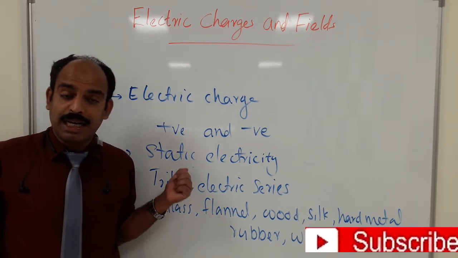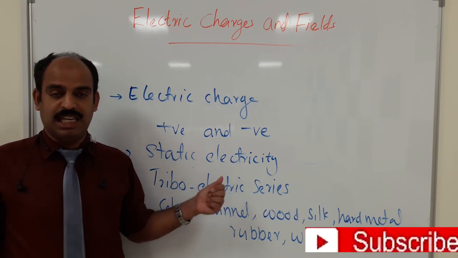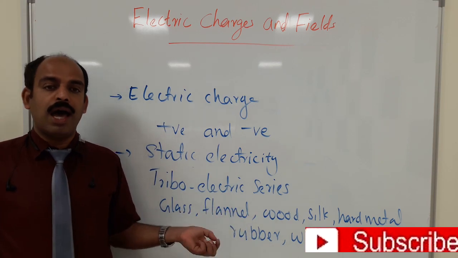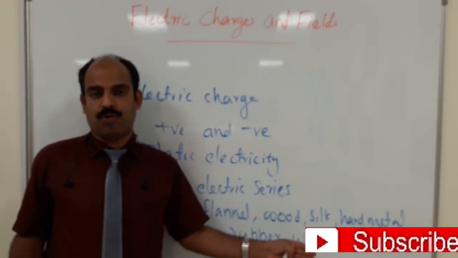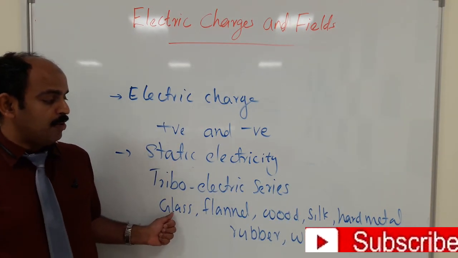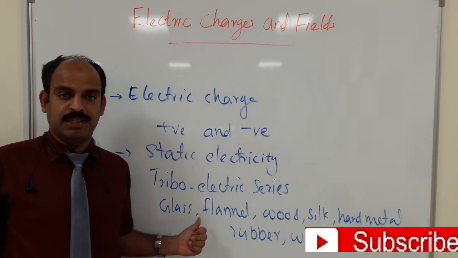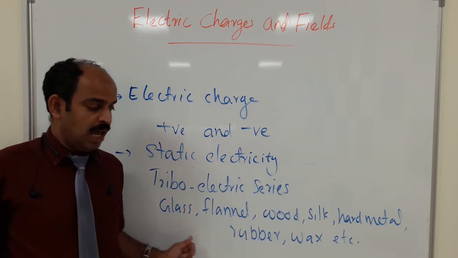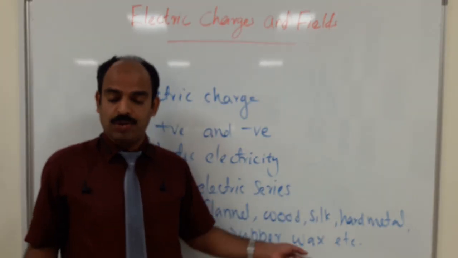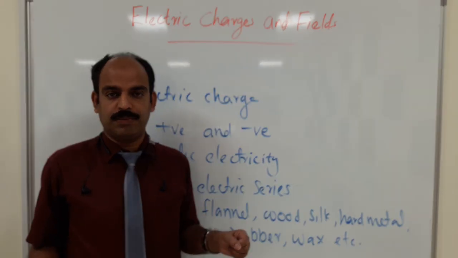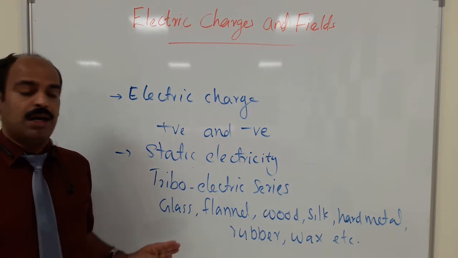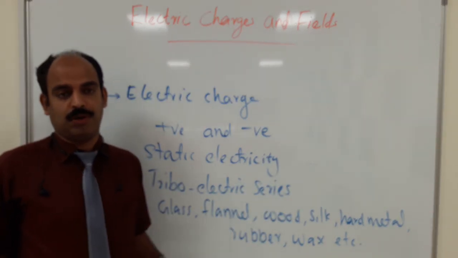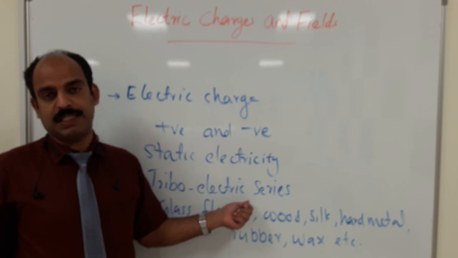According to this triboelectric series, the former material loses electrons and the latter material gains electrons. For example, when a glass rod is rubbed with silk, the glass rod loses electrons, so it gains positive charge, and the silk gains electrons, so it gains negative charge. So we can easily find out which material loses electrons and which gains electrons. So that is the triboelectric series.